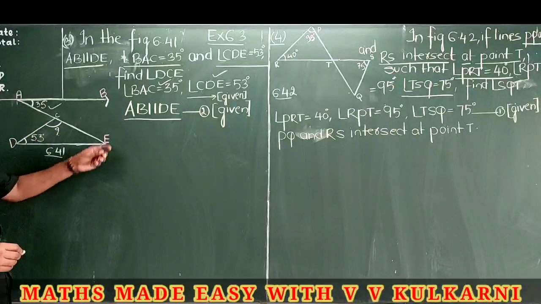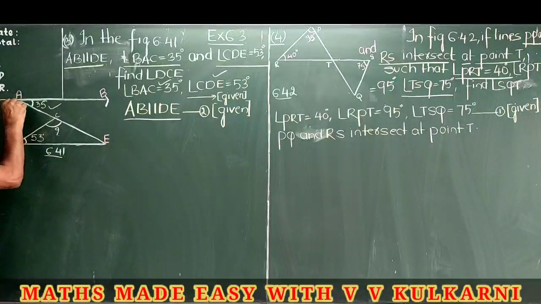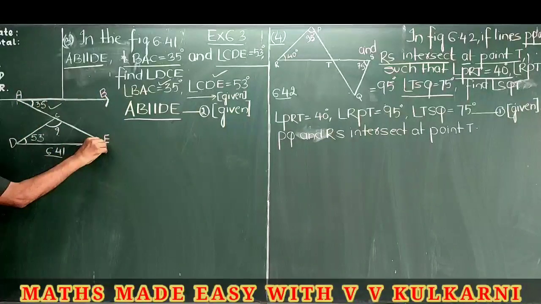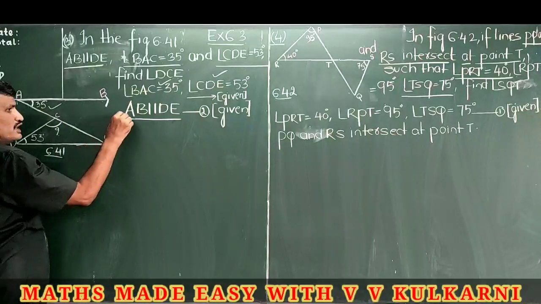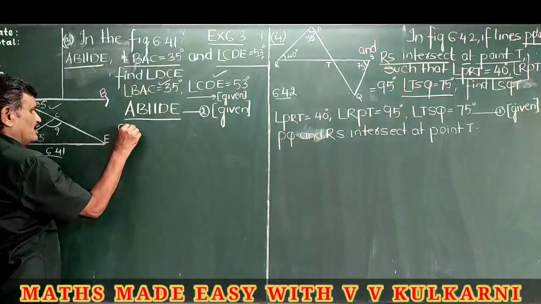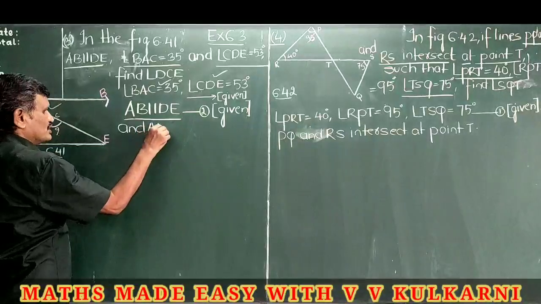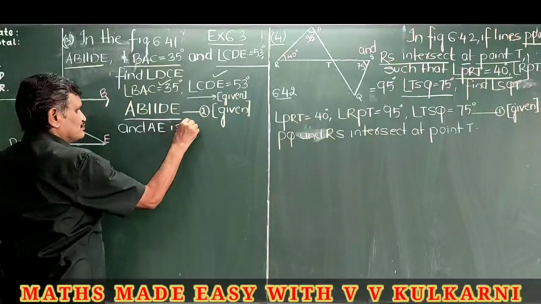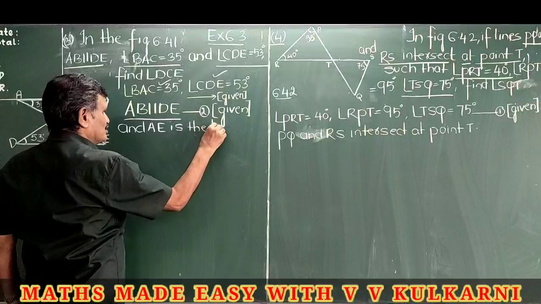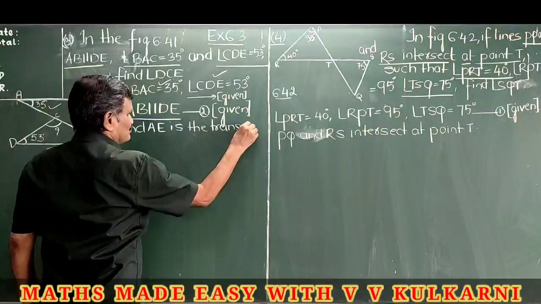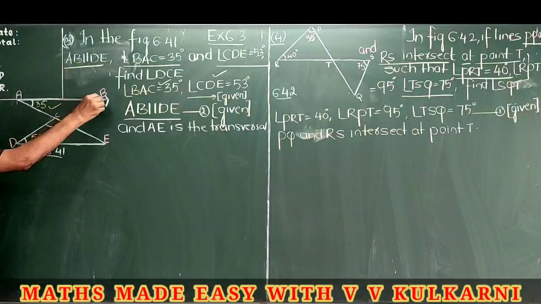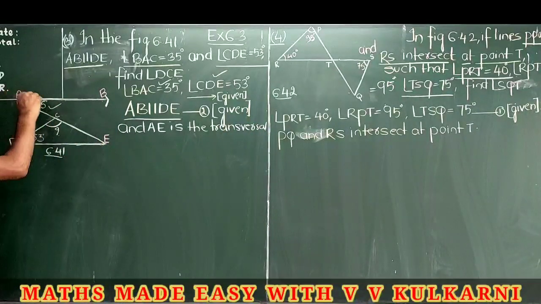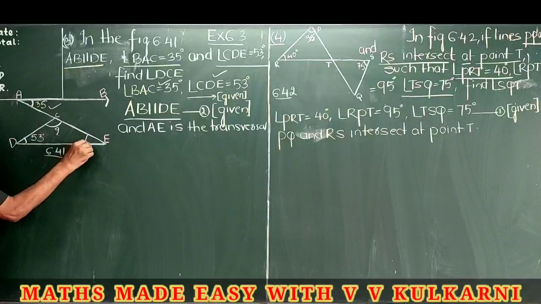Now let me use the clue here. He has given that AB is parallel to DE. Children, AE is the transversal. So I can say AB is parallel to DE and AE is the transversal. If AE is the transversal, then this angle BAE and this angle AED become alternate angles. So this becomes 35 degrees.